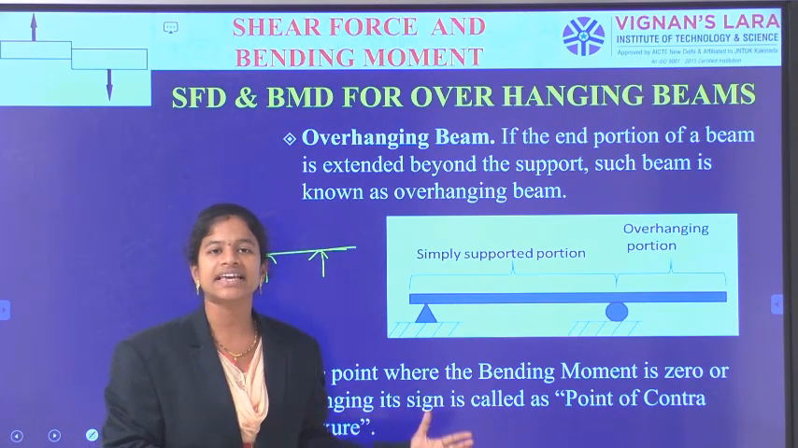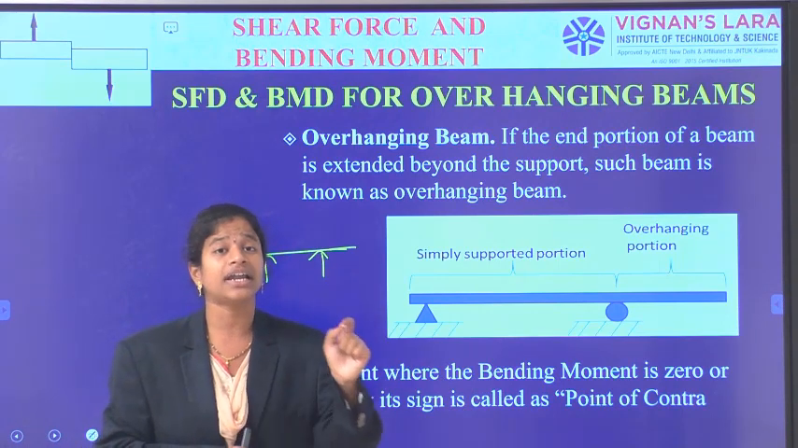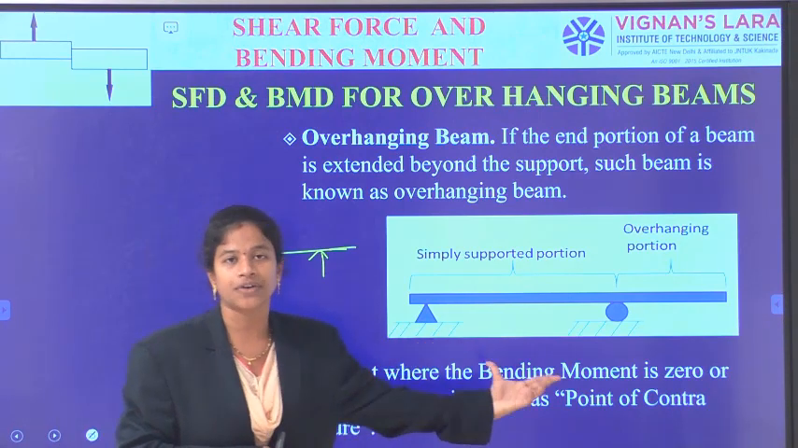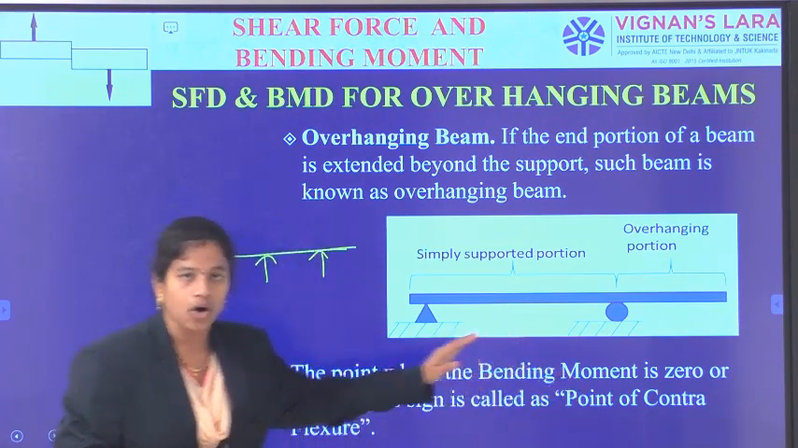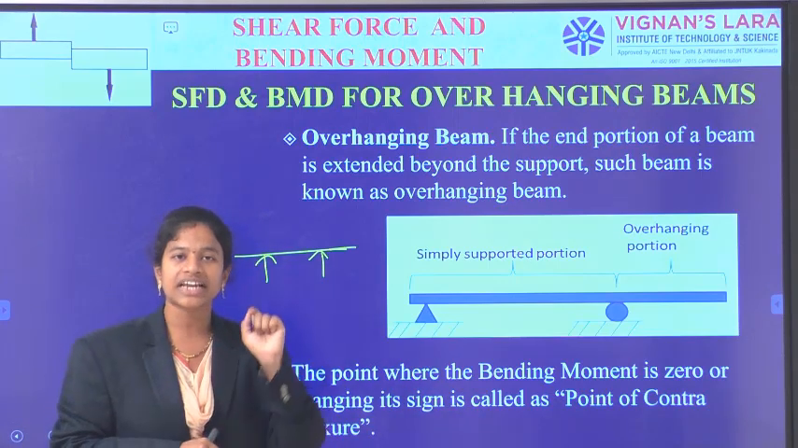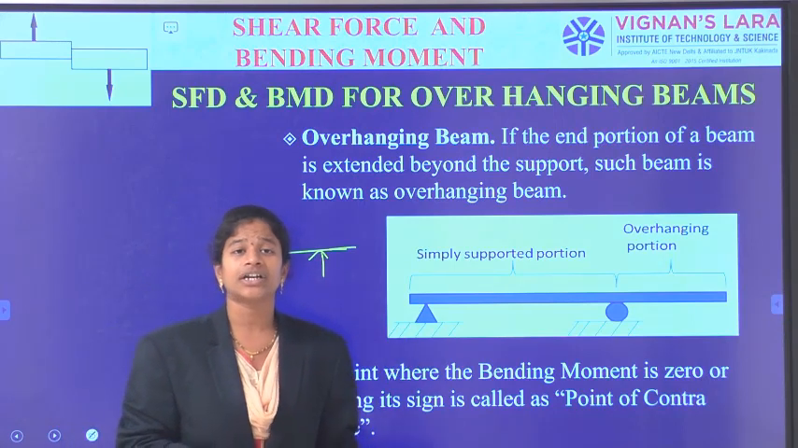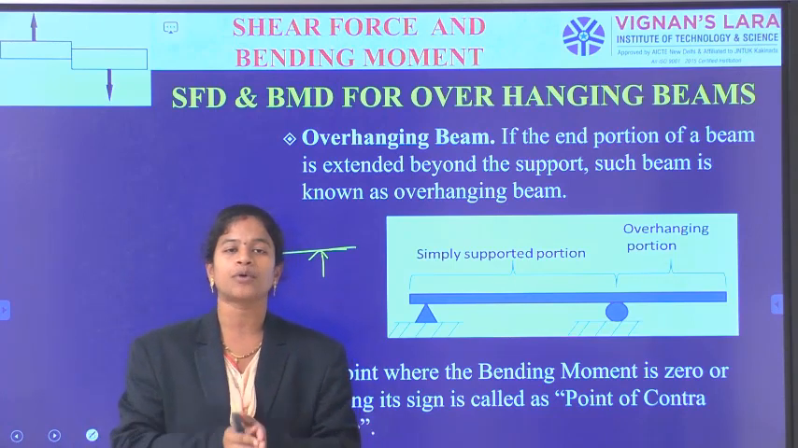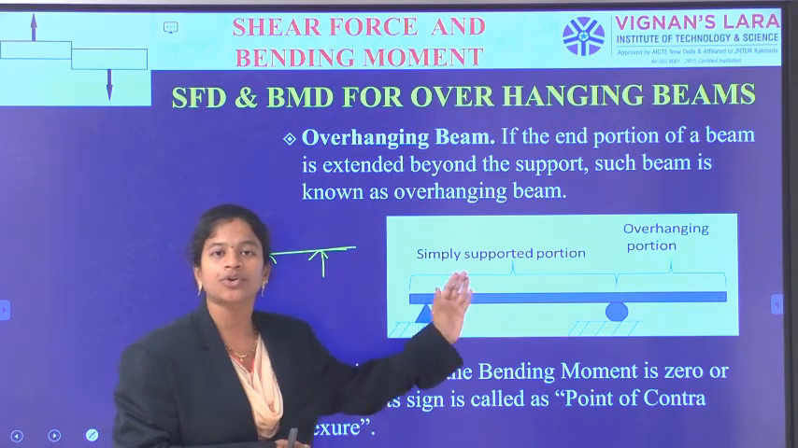In the next case, when we observe the bending moment changing its sign or becoming zero, that point is called the point of contraflexure. So the point of contraflexure means the bending moment is 0 or changing its sign from positive to negative or negative to positive. When they ask for the position of zero shear force, or the position of the point of contraflexure, we need to give the position with respect to one of the supports.